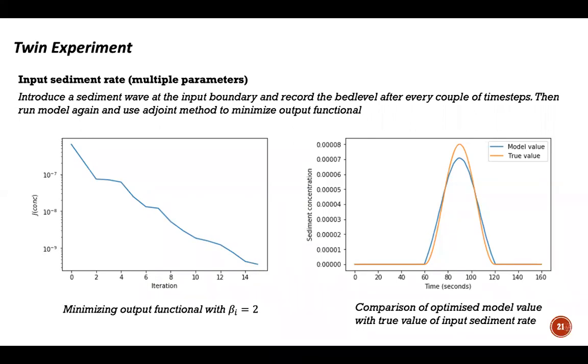And importantly, because the error is reducing at each iteration, if you were to allow the optimization algorithm to take more iterations, then you would probably get an even better approximation between the model and true value. At the moment, the true value has a slightly higher sediment concentration at the top of the bump, but it's still doing a pretty good job, considering it has no knowledge of what the true value should be.